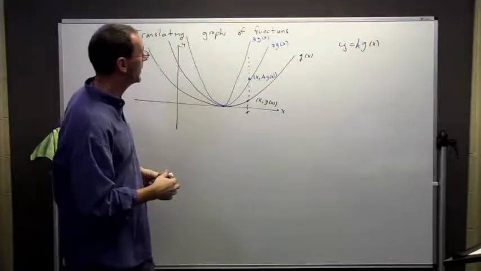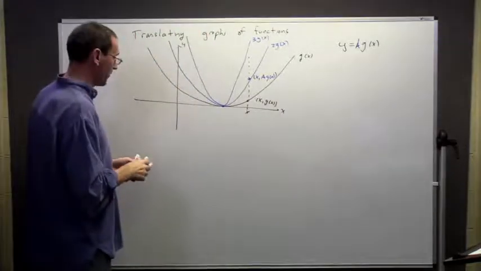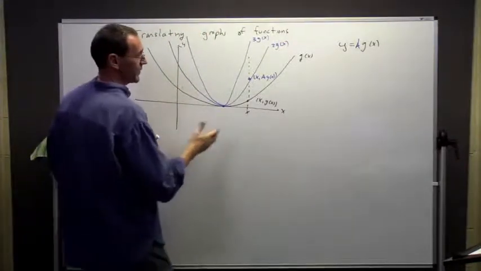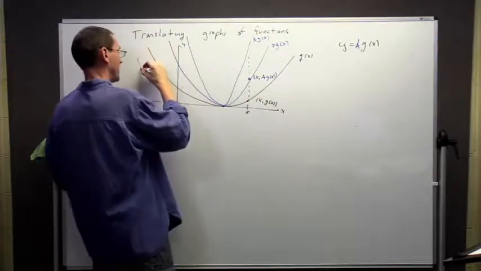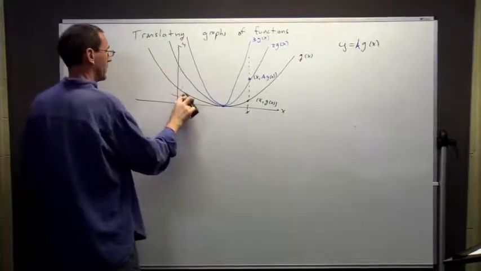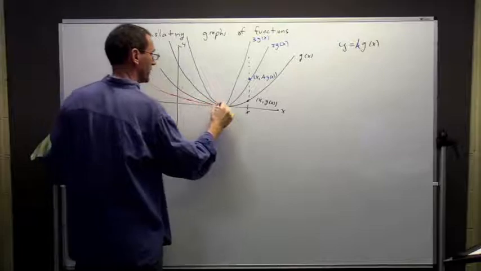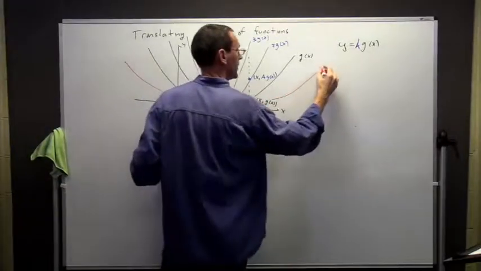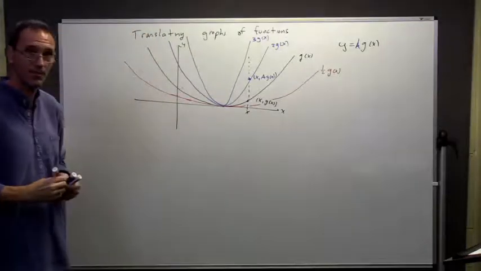Now, if a is a number between 0 and 1, what's going to happen is when I multiply it by g, it's going to bring it down closer to the x-axis. So for example, I do that, that'd be 1/2 g.